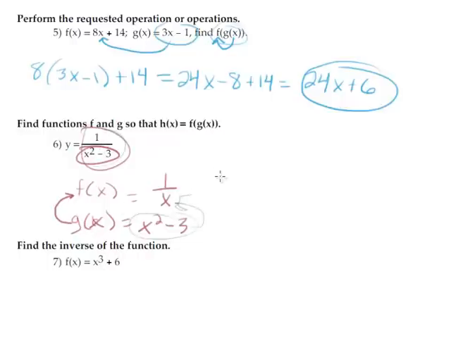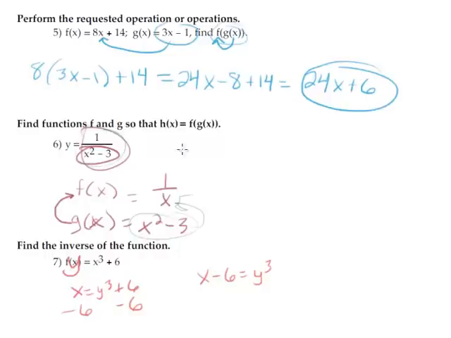So we gotta think kind of differently for that. Inverse of the function. This is really like y. You switch the x and the y. You solve for y. So x minus 6 equals y cubed.